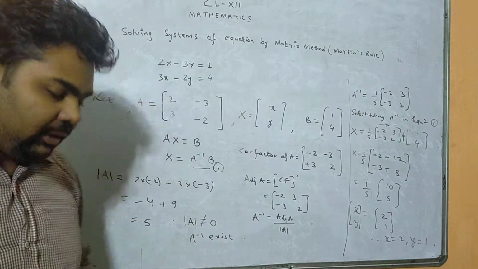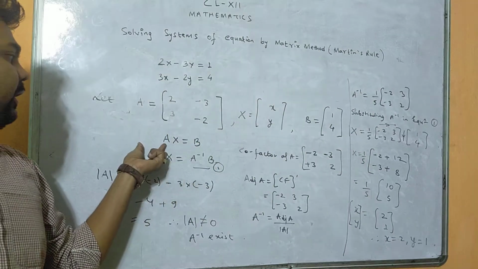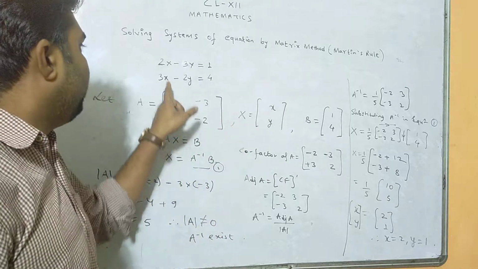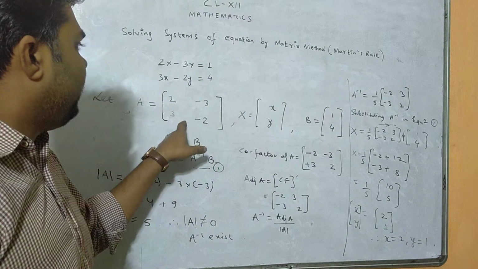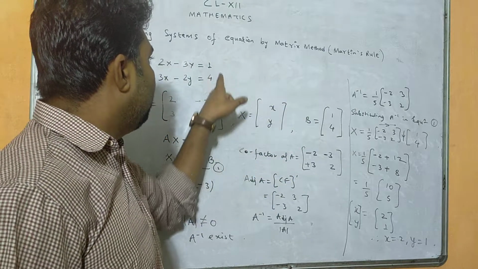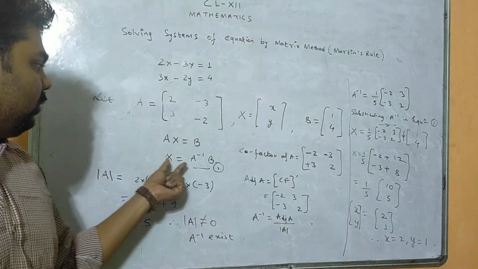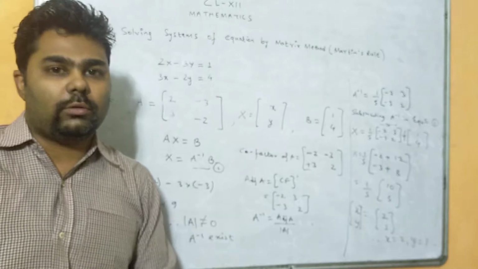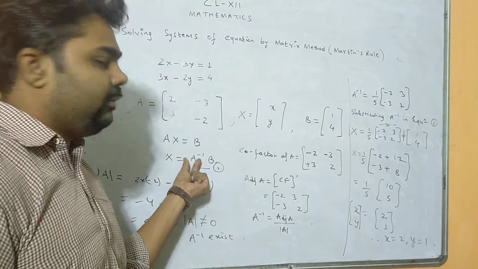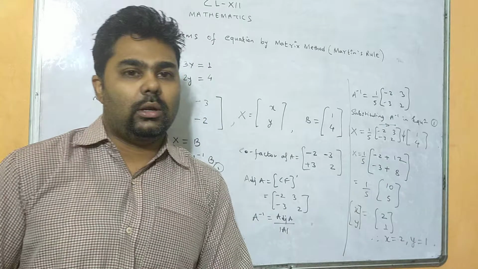So solving equations by this matrix method, by Cramer's rule, we use the formula AX equals B and X equals A inverse B. Whatever coefficients you get for x and y, you substitute in matrix A. X means the variables x and y, and B means the right hand side, whatever constant part is there. So X equals A inverse B. Find the inverse of the matrix you have formed, and as soon as you get the inverse of A, multiply it with B. The result will be the required answer.